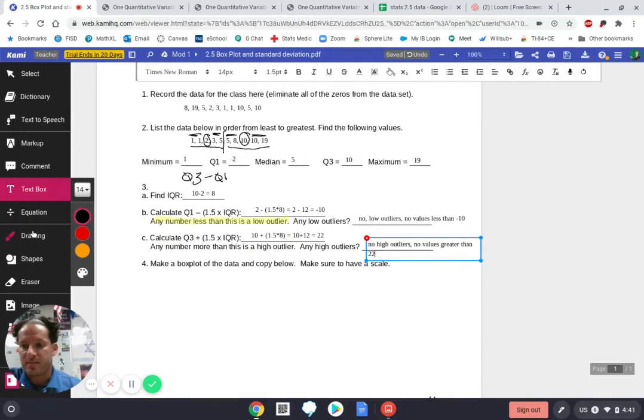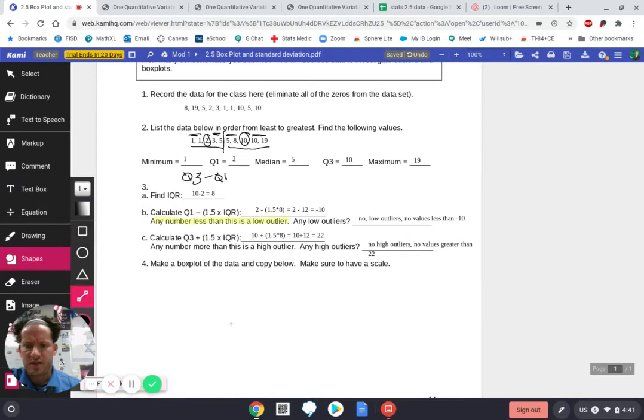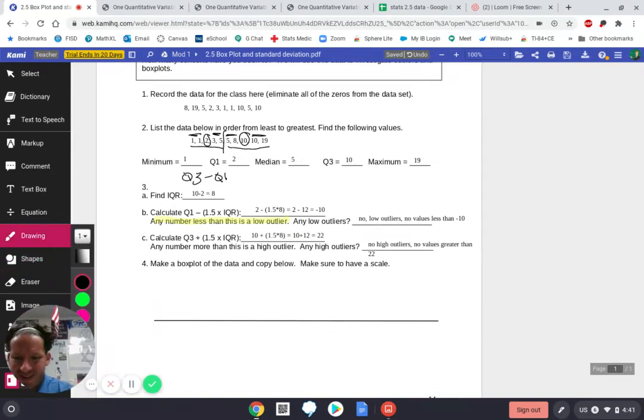Now we're going to make a box plot of our data. So I'm going to try and insert a line. Awesome. Look at that beautiful line. We're going to make sure we have room outside of our data, so we can go from 0, 5, 10, 15, all the way to 20. Make sure they're approximately evenly spaced. And we're going to put dots where our 5-number summary is. So we're going to put a minimum of 1, Q1 is 2, our median is 5, our Q3 is 10, and our maximum is 19.